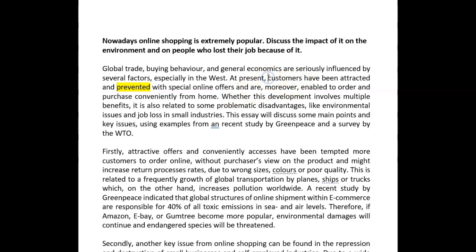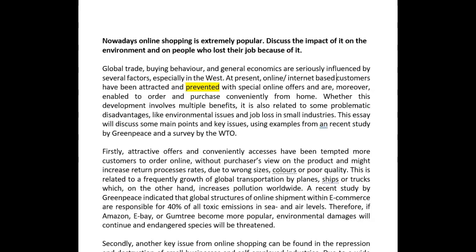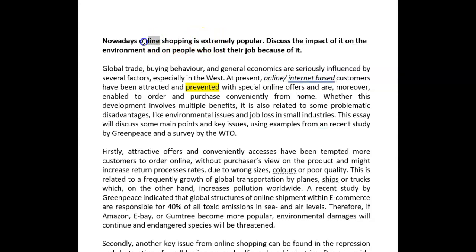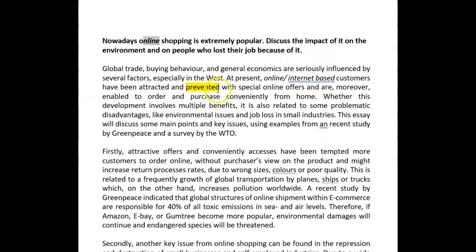I think you need to put here "immediately" online customers or internet-based customers. Okay, I think immediately because it's not just any old customers, it's these particular customers, as in relating to this. Okay, "have been attracted and prevented": prevented is stopping someone, so that's not the word you want. Presented, attracted and presented, maybe. Attracted and... I want this word: lured by.